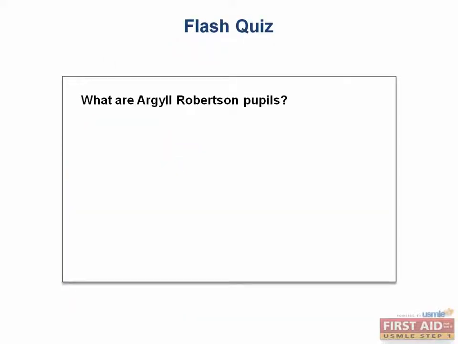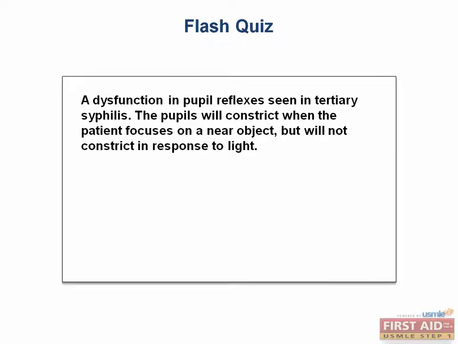Okay, we have reached another flash quiz. What are Argyll Robertson pupils? You should remember this. This is a dysfunction in pupil reflexes seen in tertiary syphilis. The pupils will constrict when the patient focuses on a near object but will not constrict in response to light. And remember, we said that these are pupils that accommodate but don't react. Prostitutes' pupils. This actually works really well, right? Because we're talking about syphilis, you have prostitutes, accommodation, reaction. I don't know, it kind of just fits together nicely.